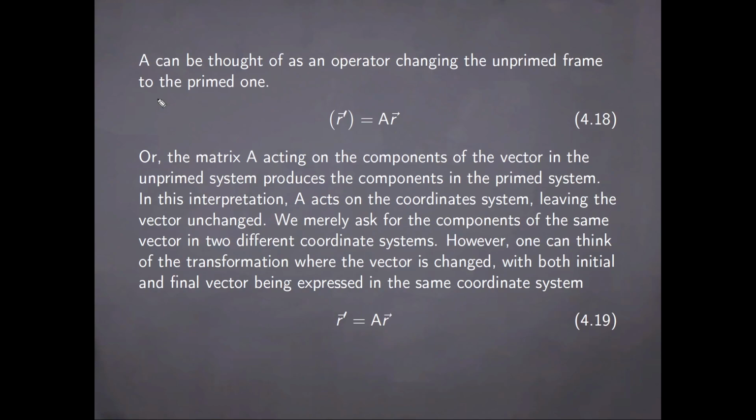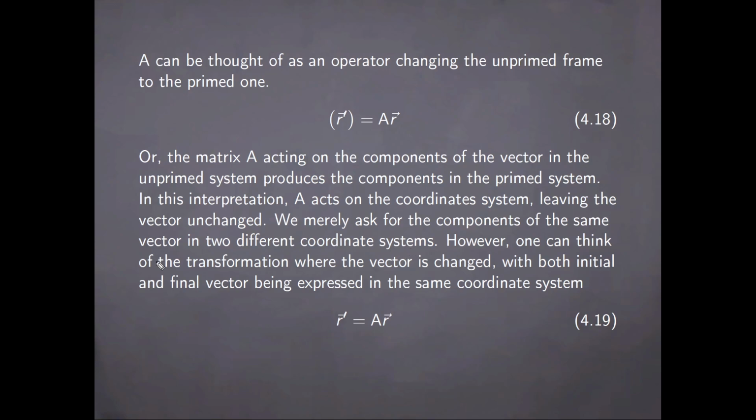Now, the matrix A can be thought of as an operator changing the unprimed frame to the primed one, which is expressed by the formula here. Or said in other words, the matrix A acting on the components of the vector in the unprimed frame produces the components in the primed frame. In this interpretation, the matrix A acts on the coordinate system, leaving the vector itself unchanged. We merely ask for the components of the same vector in two different coordinate systems.